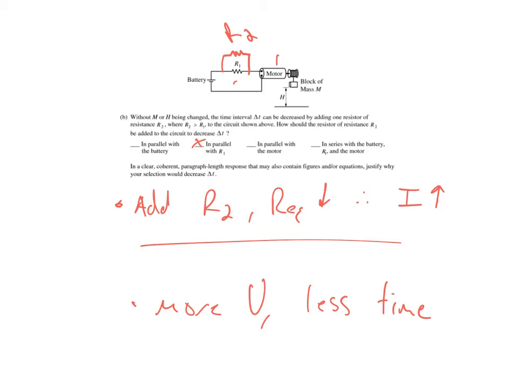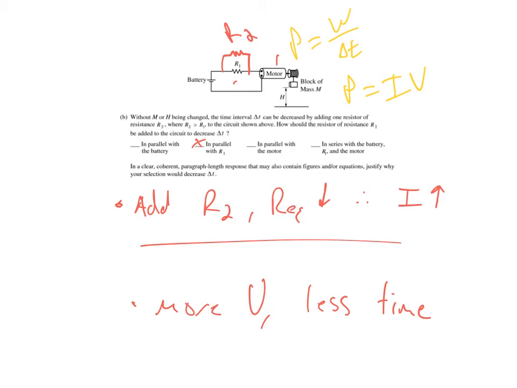So there are 5 points to this rubric. The first one is for justification that says that the power must increase for delta T to decrease. So power, we know, is work over time, but it is also, in our circuitry case, the current times the voltage drop across that motor. So that leads us back, that says that if we can get the current to go up, we can get more power.